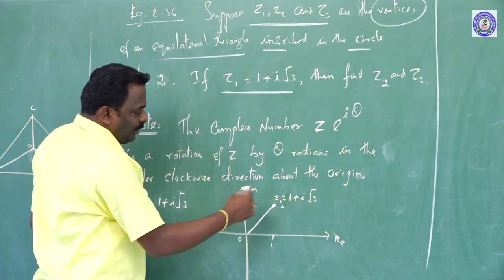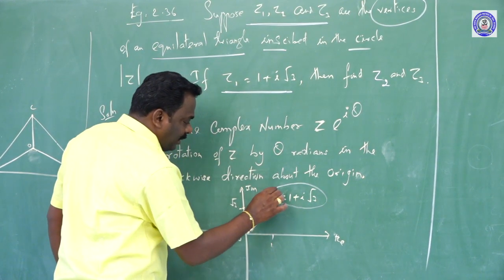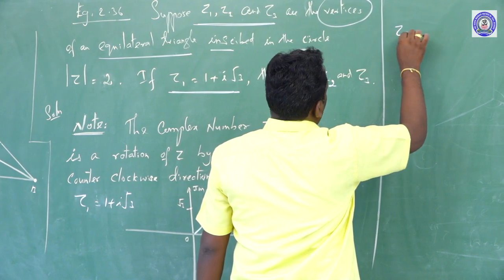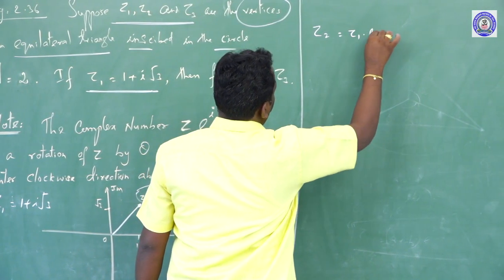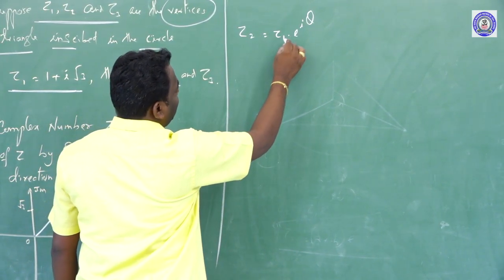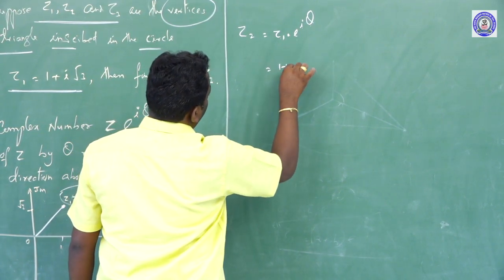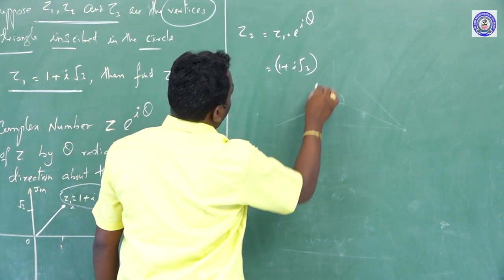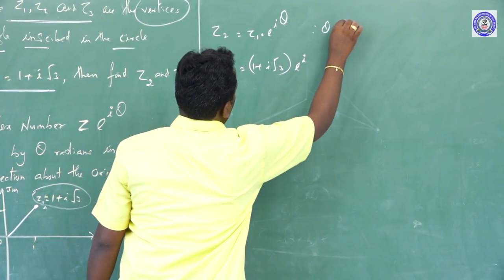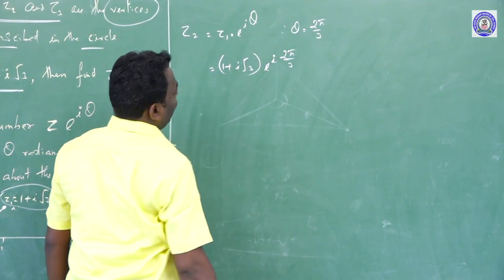Now, if we need to find Z2, we multiply e power iθ with the first complex number Z1 to find Z2. Therefore, Z2 is equal to Z1 into e power iθ. The second vertex is the first vertex multiplied with e power iθ. Therefore, Z1 equal to 1 plus i root 3 is the first complex number, e power iθ, and for the equilateral triangle, θ is defined as 2π by 3. Therefore, 2π by 3 is the angle.